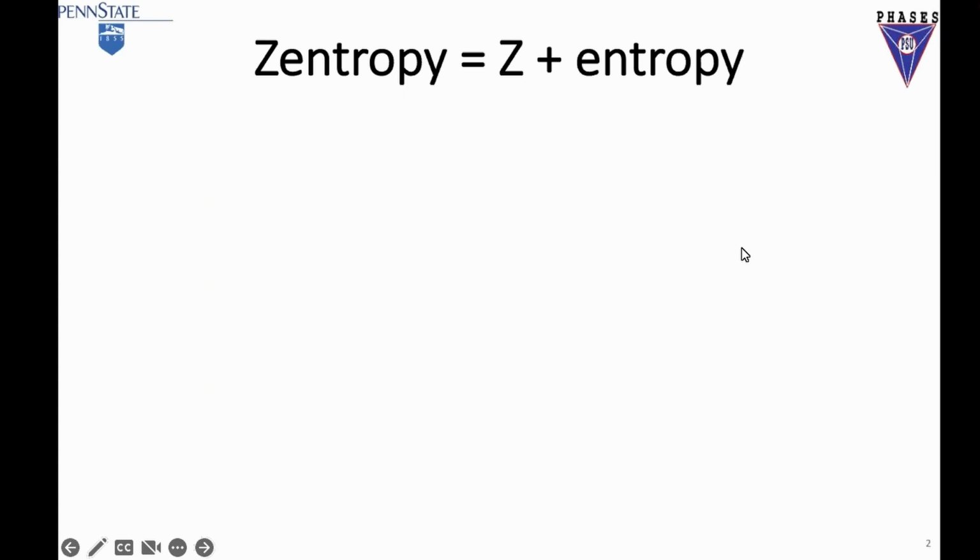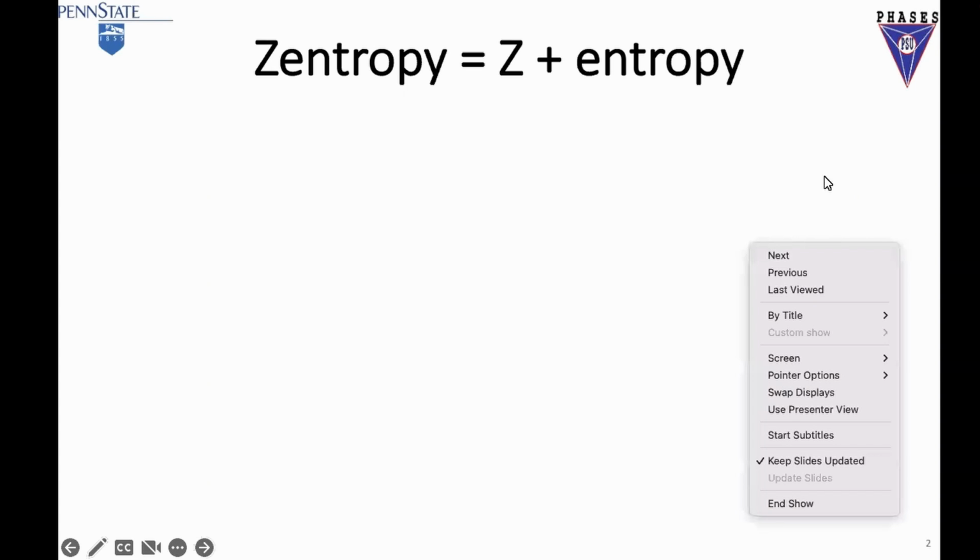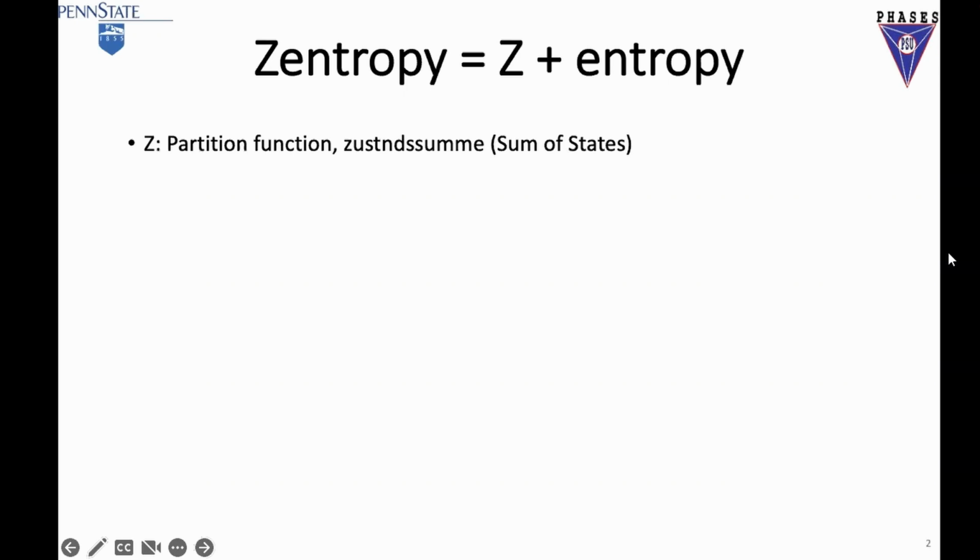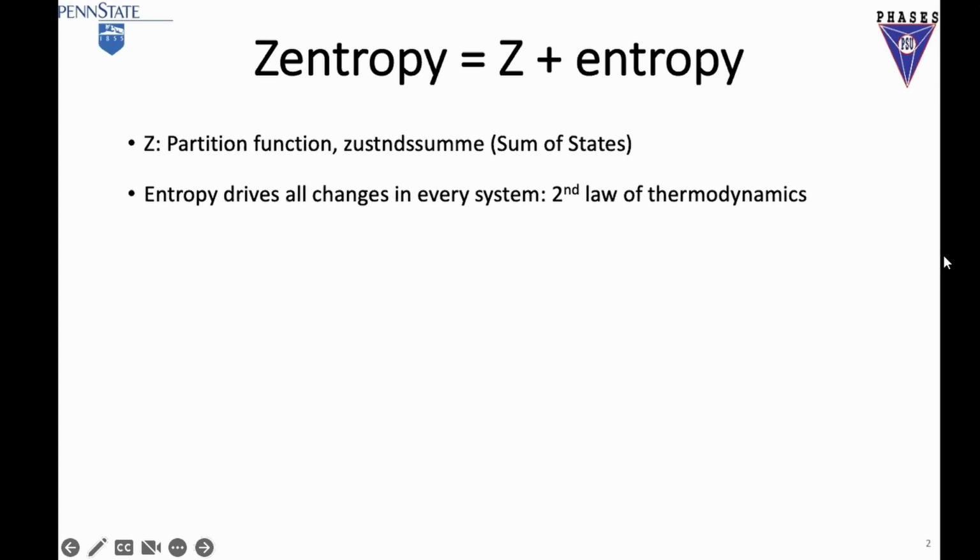Z, we know what Z is, right? Z is a German word for a partition function. It's used as a sum. Basically it means you have all the states, a sum of states together. That's Z, which we use all the time for the partition function. Okay. Entropy, we all know that too. Entropy drives all changes in every system. Anything is driven by entropy change. That's the second law of thermodynamics. So if you think about the Z and entropy put together, it will be Zentropy.